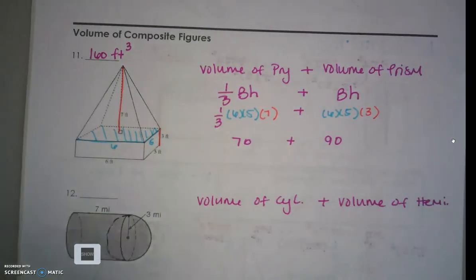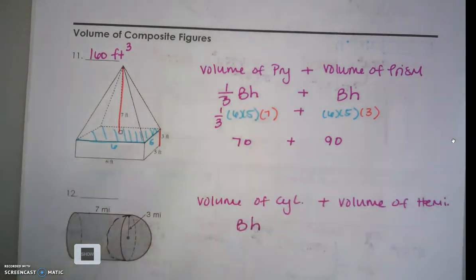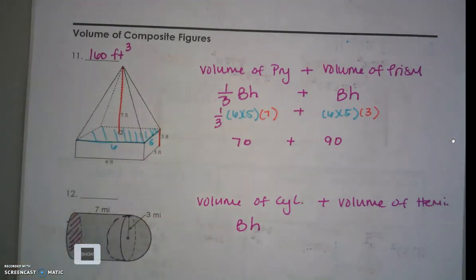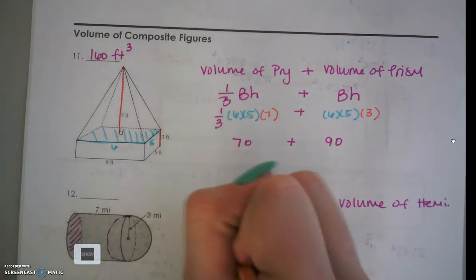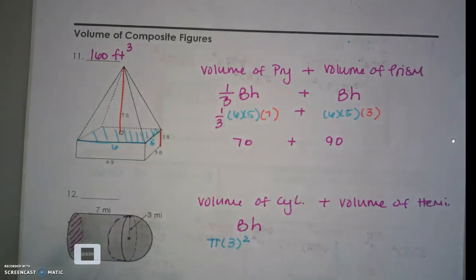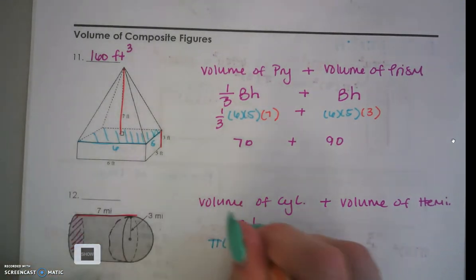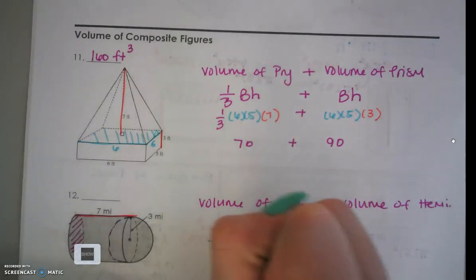The volume of my cylinder is base times height. It's the same as a prism. But I know that the base of my cylinder is a circle, so now I'm going to be finding pi r squared. And my cylinder has a height of 7. So we should get 63 pi for this volume.